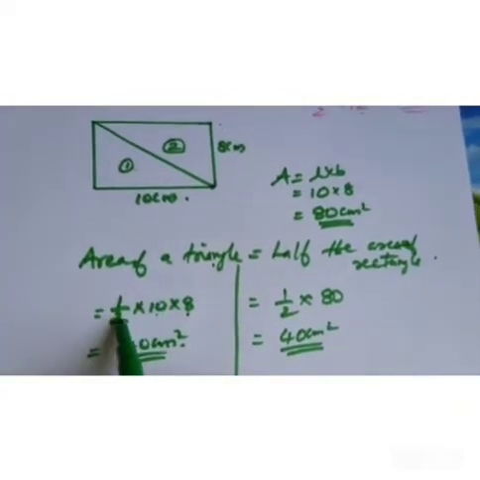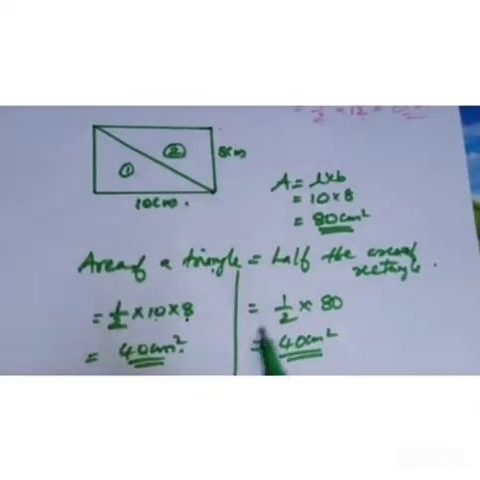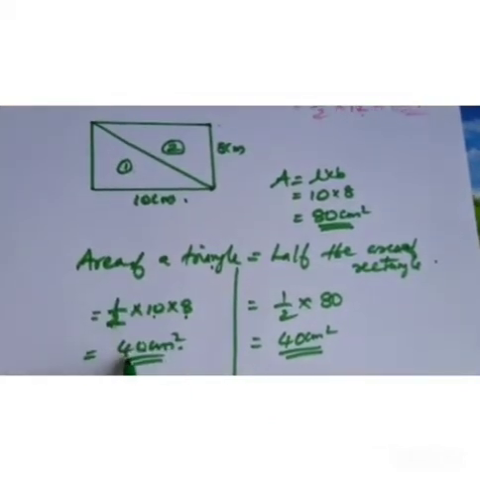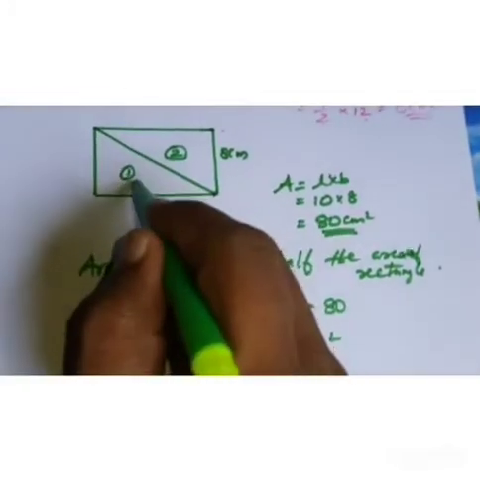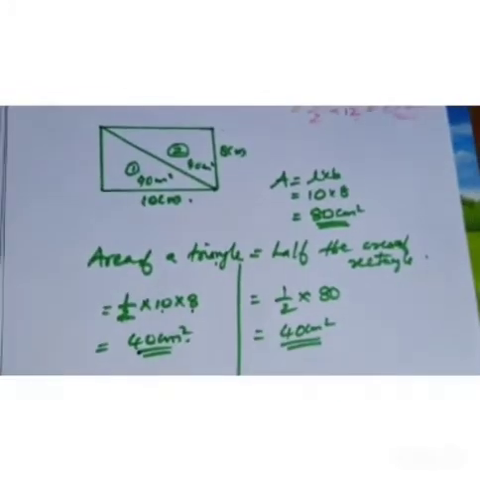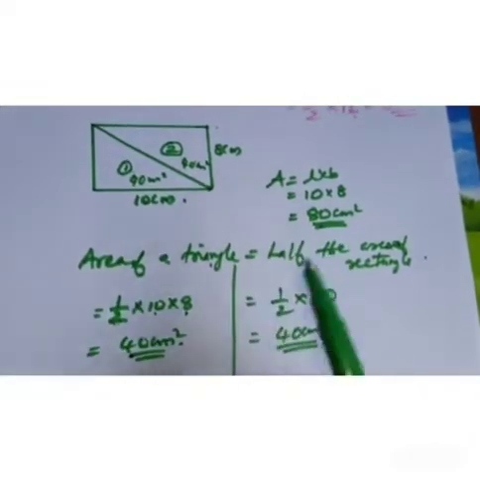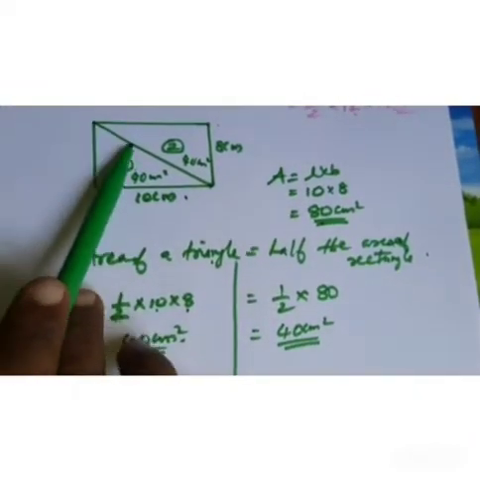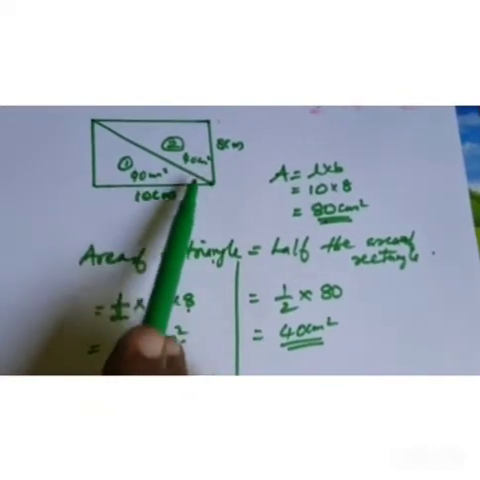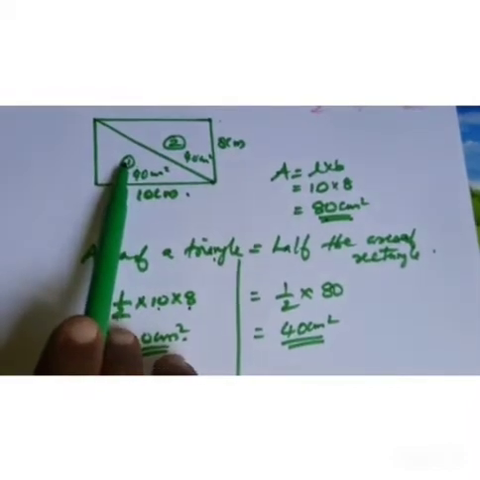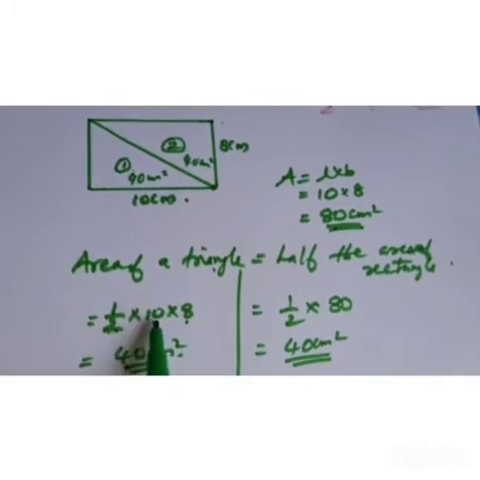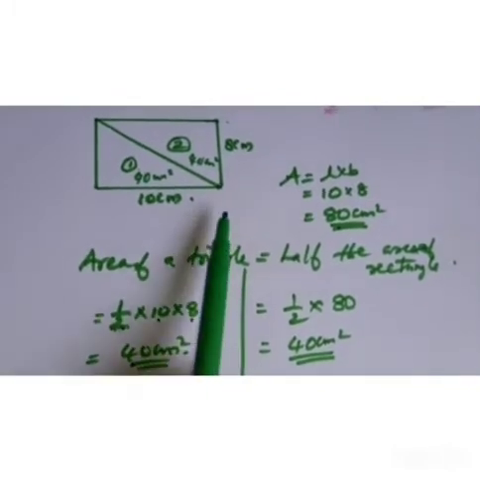So take half of the length and breadth. So half into 10 into 8. So this is the area of one triangle. This is having 40 centimeter square. This also has the same 40 centimeter square. Together it is 80. So by drawing a line from one corner to the other corner, one rectangle is split into two triangles. So for finding out the area of a triangle, we should take half of the length and the breadth of the rectangle.